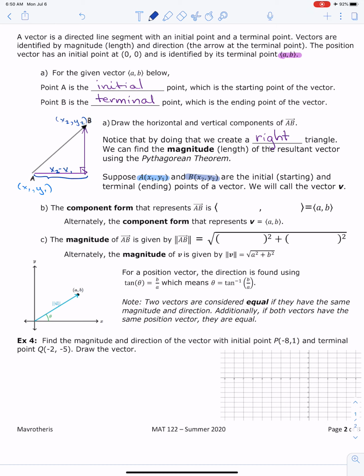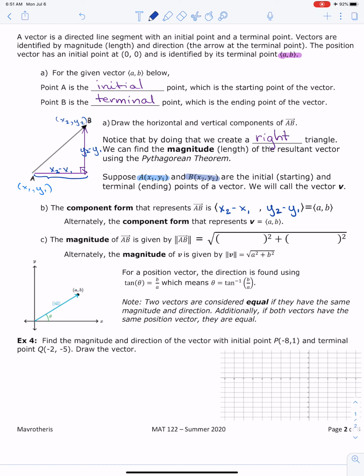So we are going to take our terminal point component minus our initial point component. And we can do the same thing with the y. This distance right here is going to be y sub 2 minus y sub 1. Nothing fancy. And when we use this with numbers, hopefully it'll make a little more sense. But now when we go down to B here, the component form that represents that vector is x sub 2 minus x sub 1, y sub 2 minus y sub 1. And that's going to be our angle bracket AB.